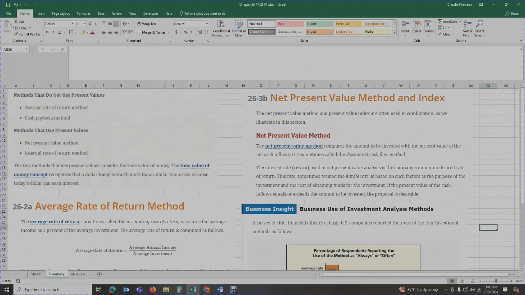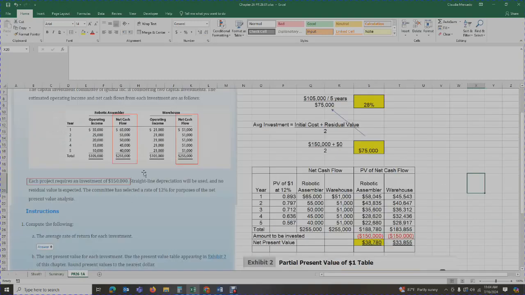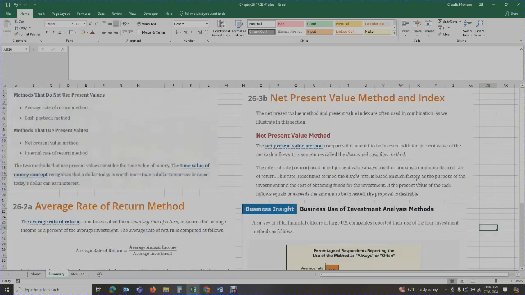Now, your book covers the net present value method, which compares the amount to be invested with the present value of the net cash inflows. It is sometimes called the discounted cash flows method. The interest rate of return used in the net present value analysis is the company's minimum desired rate of return. So according to our company, we wanted to get at least a 12% return on our investment, based on factors such as the purpose of the investment and the cost of obtaining the funds. If the present value of the cash inflows equals or exceeds the amount to be invested, the proposal is desirable.